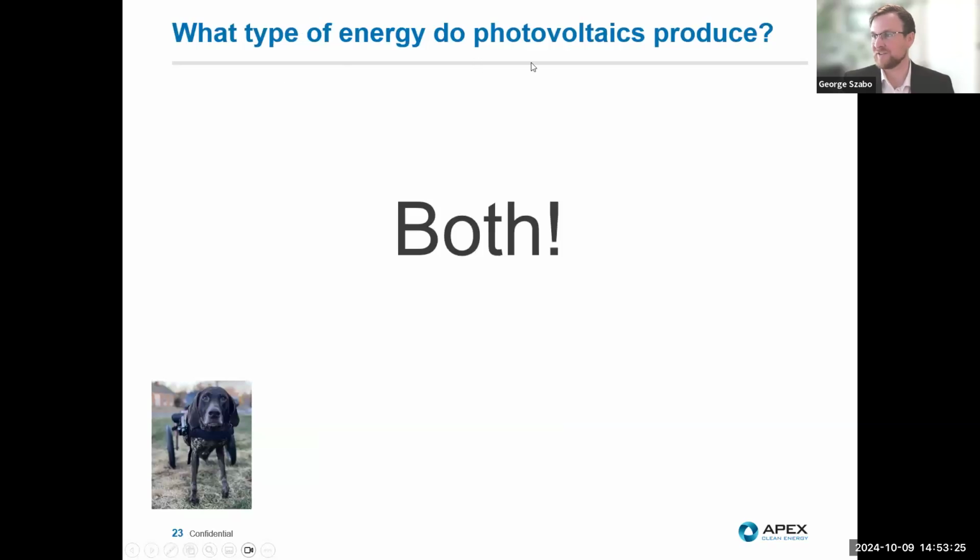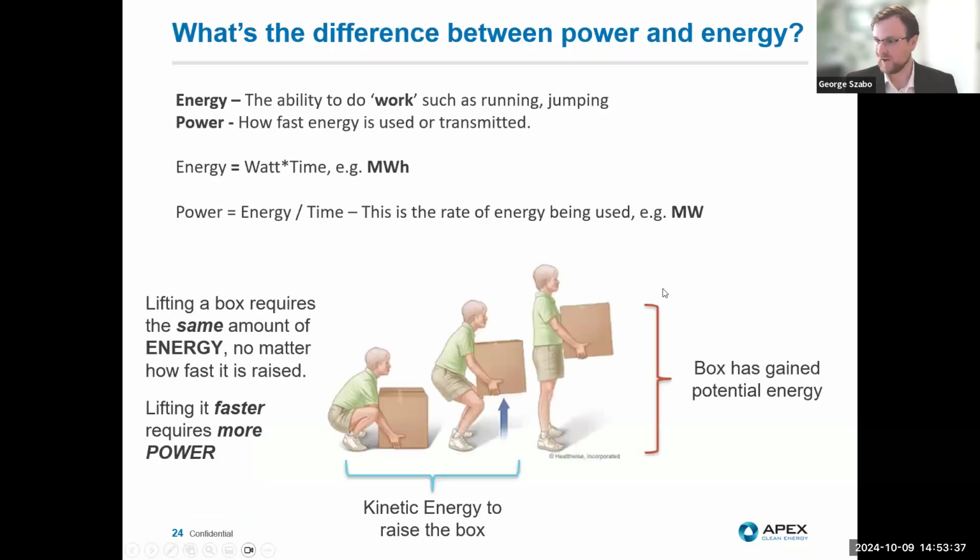What type of energy do photovoltaics produce? It's both, which is pretty cool. By the way, we have an Animals of Apex chat channel, which is where all these lovely little creatures appear on my slides. So in case you're curious.